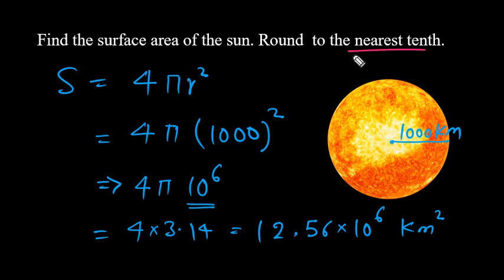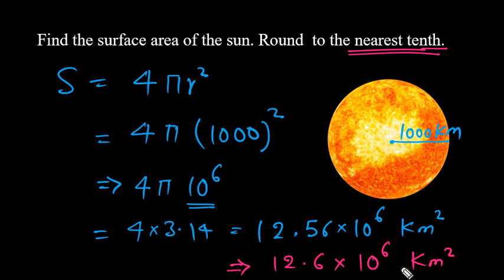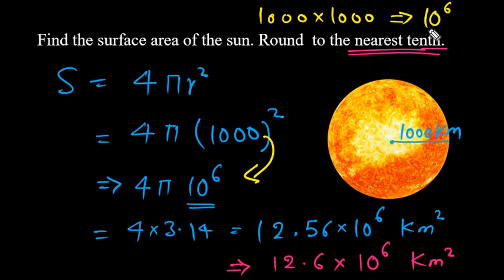Now it said to round your answer to the nearest tenth. So that will give you 12.6 times 10 to the power 6 square kilometers. That will be your answer. If you are confused about this, it is just scientific notation versus standard notation. If you have 1000 multiplied by 1000, you can change it to 1,000,000, which has 6 zeros, so 10 to the power 6.